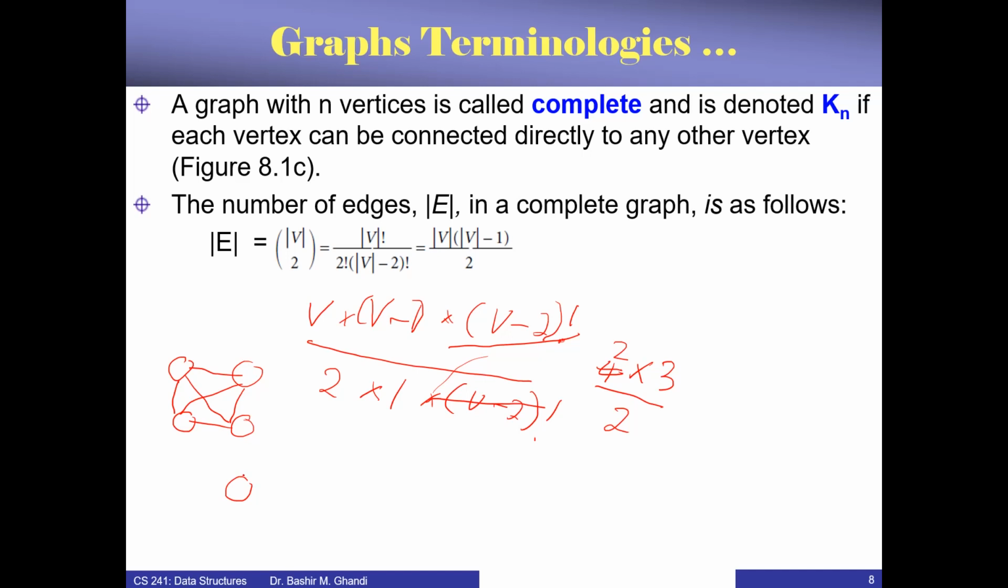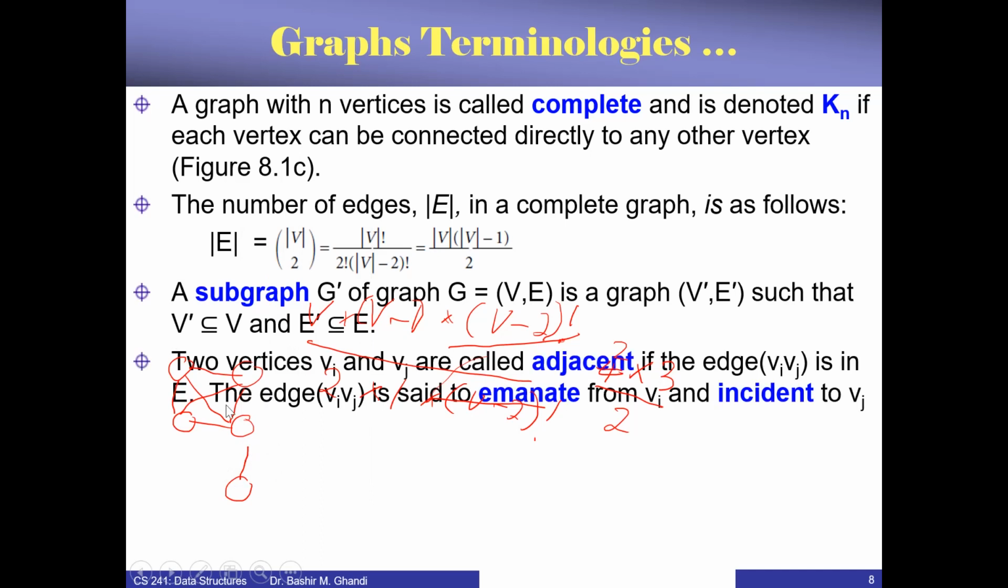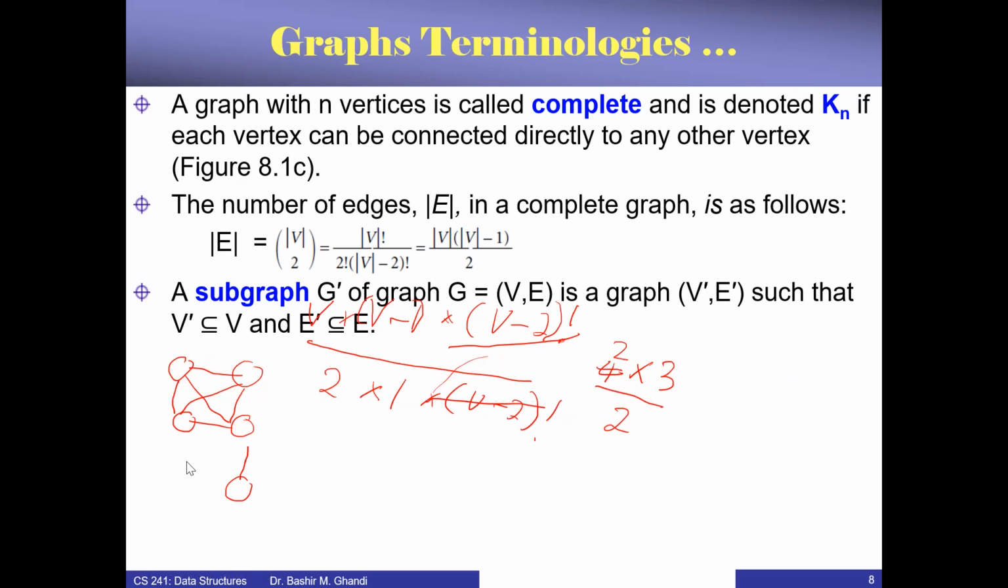Okay, we already have 6 edges, so let's try and connect this additional vertex to all the other vertices and count the number of edges. So 7, 8, 9, and 10. So in other words, if we have 5 vertices, there should be 10 edges.